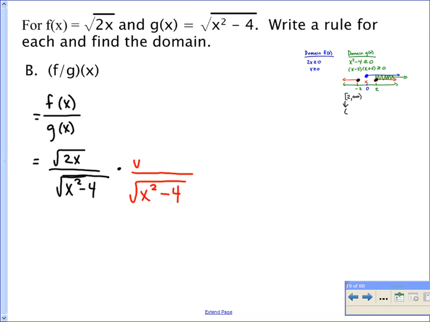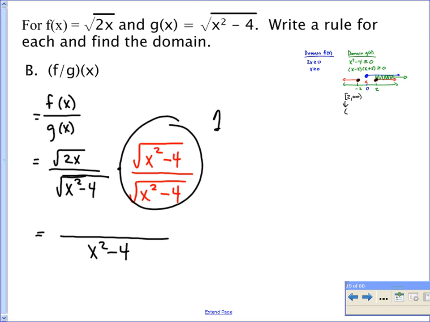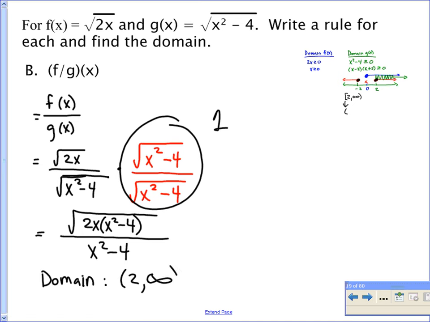We're going to do that by multiplying by a fancy version of 1, because if there are two of the x squared minus 4s, then they can come out of the radicals. So that makes my denominator now this. And it's legal to do that because this here is just 1. And you can always multiply by 1 and get the same thing back. So in my numerator now I have 2x times x squared minus 4. And it's fine to leave it like that. And then we talk about the domain. The domain, we've already figured that out, is going to be from 2 to infinity.